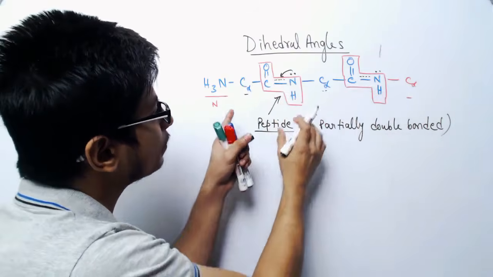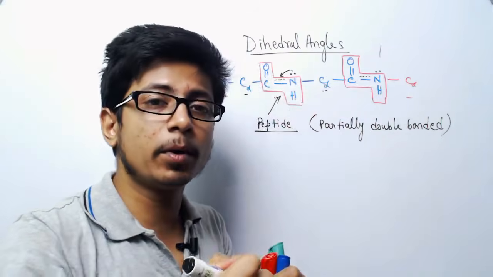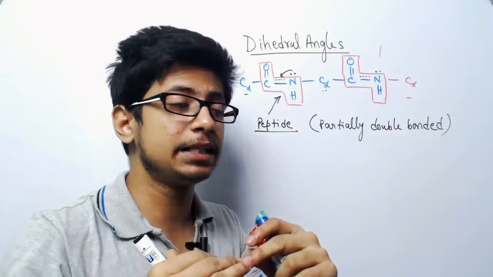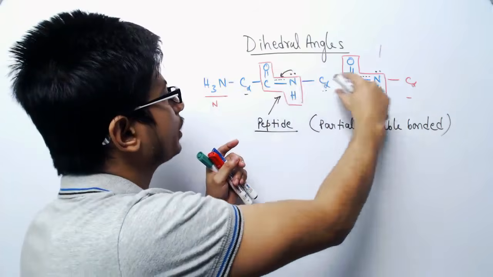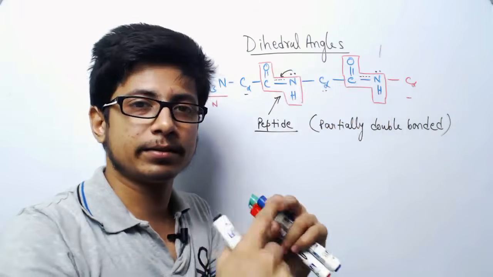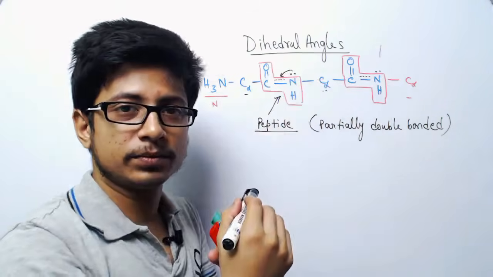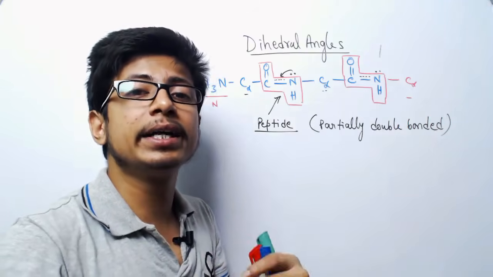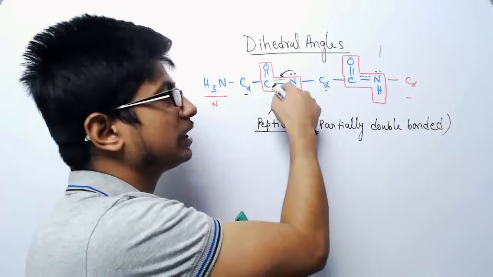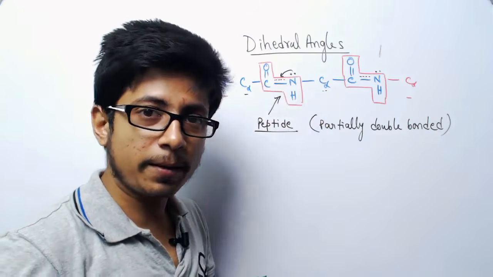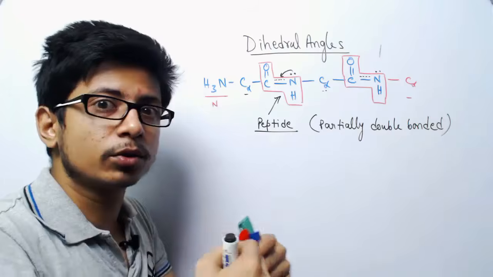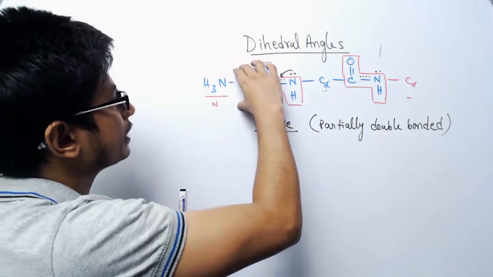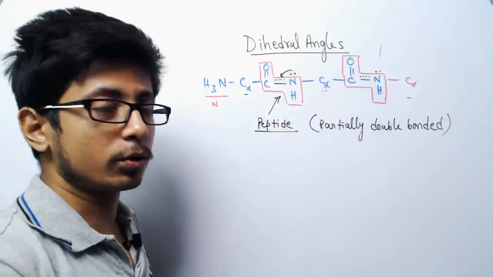Now as a result of this partial double bond nature of the peptide linkage, these amino acids or all those molecules cannot rotate around this bond. It will be unable to rotate around this partial double bond character. Because it's kind of a double bond feature, it is restricted to rotate. So all those amino acids this side and this side cannot rotate.